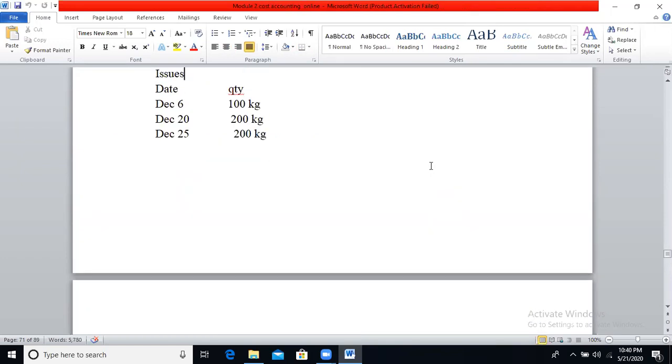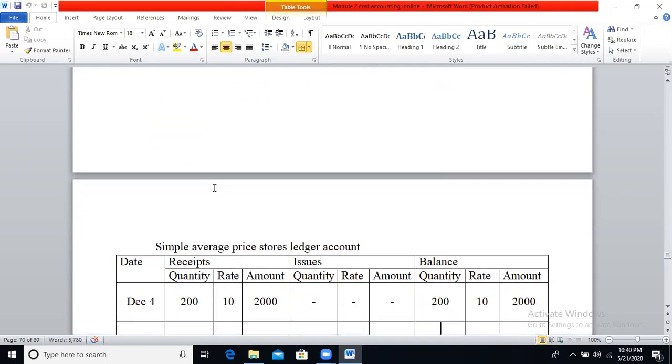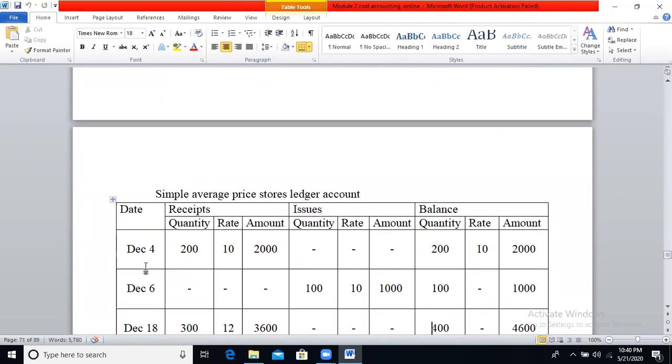We are receiving, the date is December 4th, 200 kg at the rate of 10 per kg. So record this entry under the receipts. Date is December 4th, 200. The rate will be 10. 200 into 10, you will get 2000. In the balance column, the same thing will be recorded. 200 is the quantity we are having in the balance. 10 is the rate. 200 into 10, 2000.